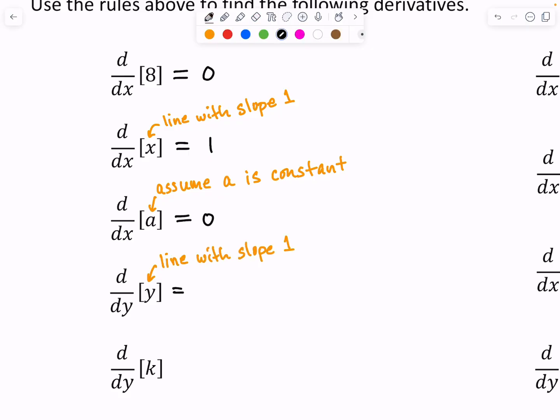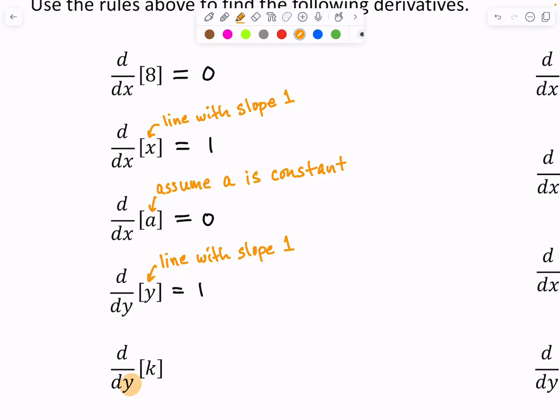Its derivative is 1. Basically, if you differentiate a variable, such as y, with respect to that same letter, you're going to get 1 always. So the derivative of x with respect to x is 1. The derivative of z with respect to z would be 1, etc.